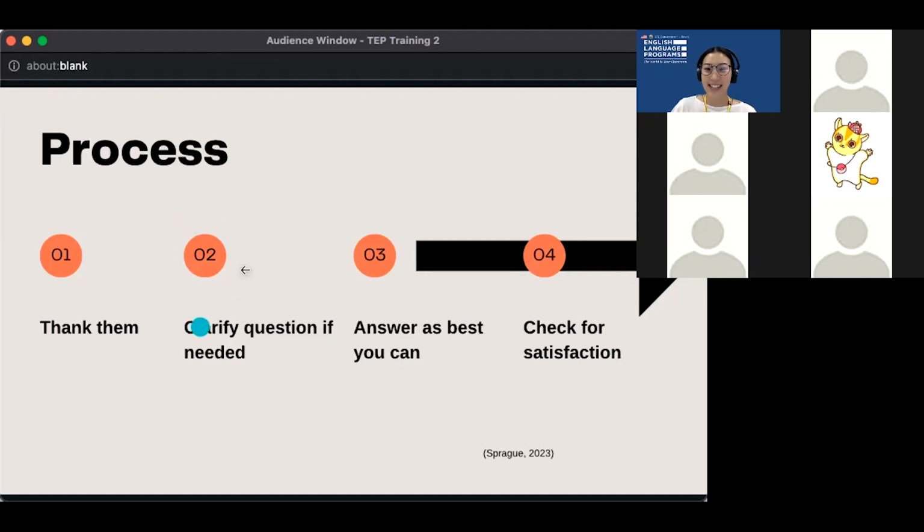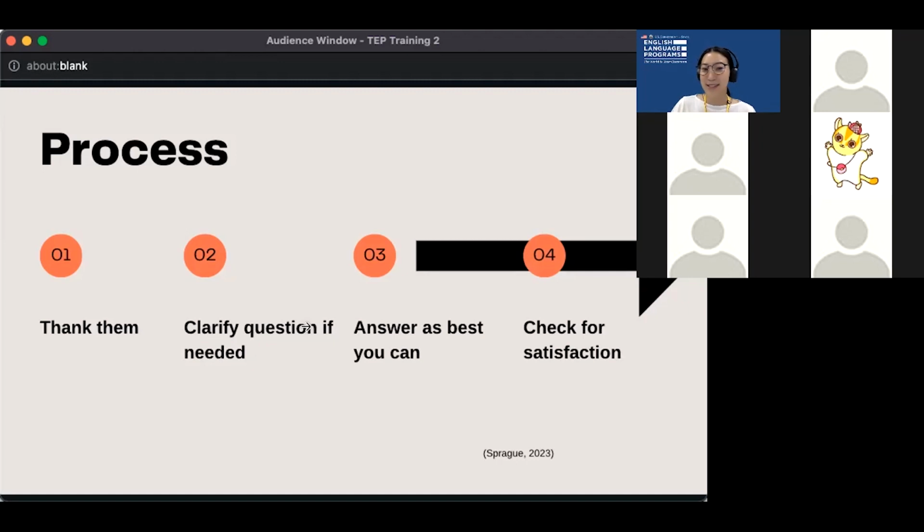The second is to clarify the question if needed. We want to make sure that we understand the question completely. So I teach students to rephrase the question and check with the person who's asked the question, is this what you are asking? Because if you give an answer to the wrong question, then that will make the presenter maybe seem less competent.